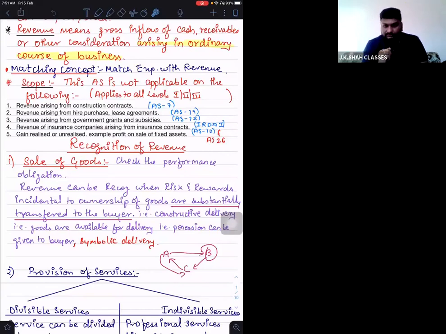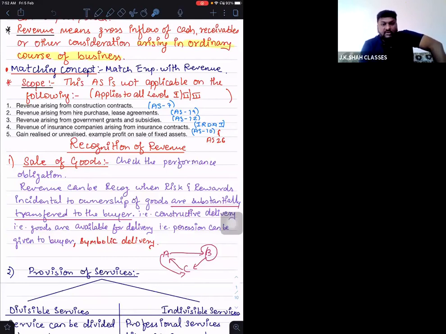We'll learn. But many times it happens that the seller is ready to give the delivery, but the buyer is postponing it because of XYZ reasons. So in that case, the seller can say that the risk and reward is transferred because he is ready to fulfill his obligation, but it is postponed by the buyer.